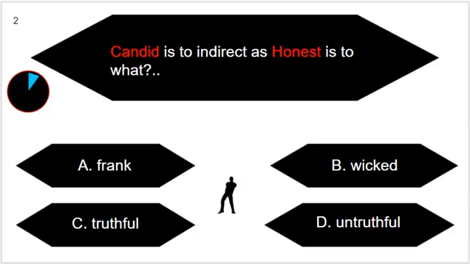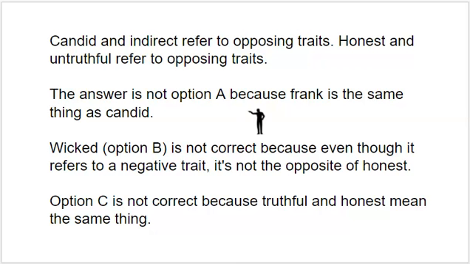Candid is to indirect as honest is to what? The answer is option D, untruthful. Candid is to indirect as honest is to untruthful. Candid and indirect refer to opposing traits. Honest and untruthful refer to opposing traits.